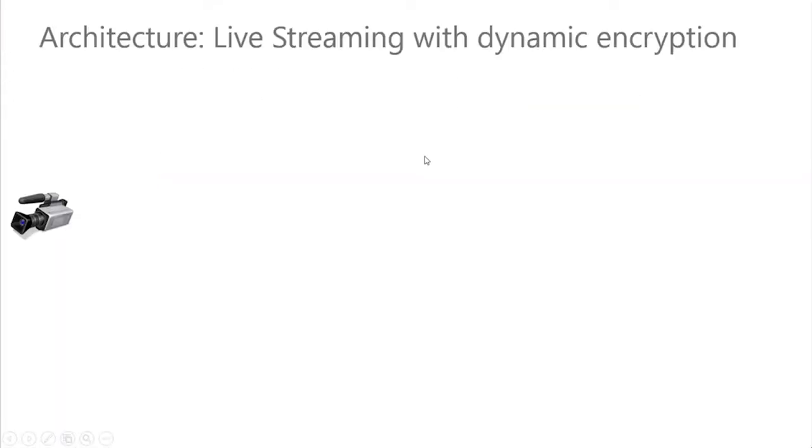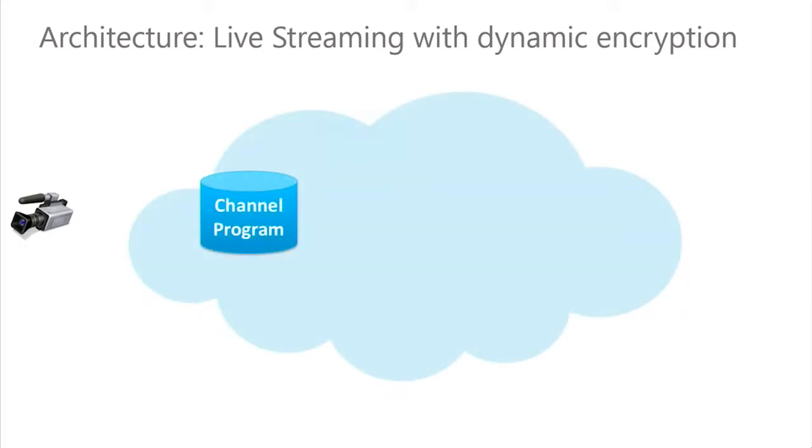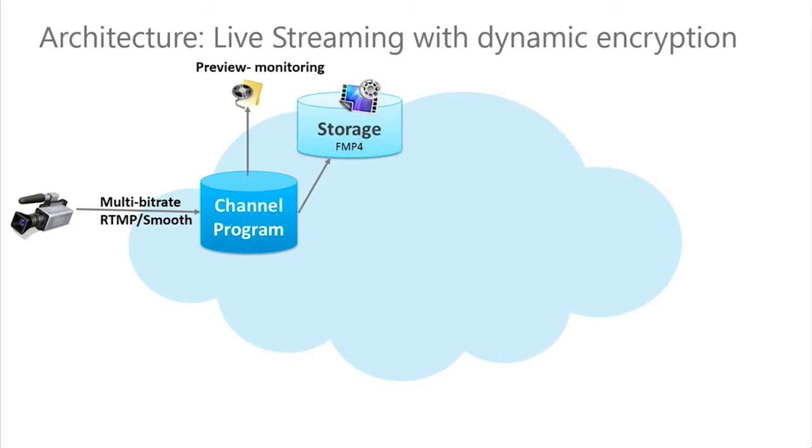Before going into the demo, I want to quickly talk about the mechanism behind live streaming with dynamic encryption. First of all, when you use Azure live streaming, you will set up a channel which allows you to feed the live stream in. We accept the input stream in RTMP or smooth streaming format. And we run a little program on the channel that allows us to live archive your stream into Azure Blob storage. We also expose a preview URL on the channel to help you check the health of your live stream.